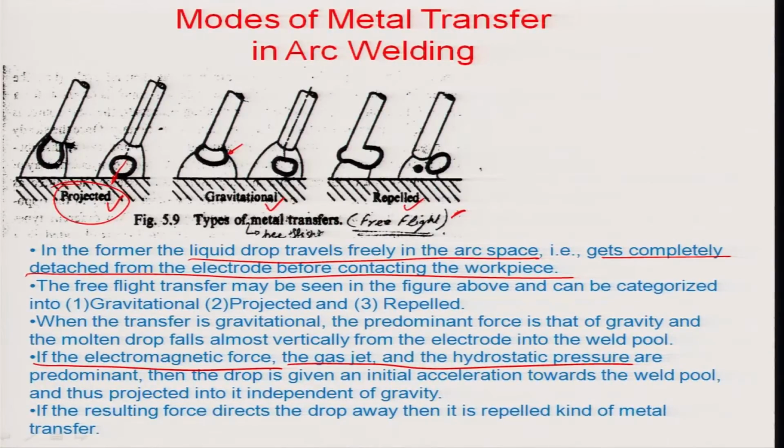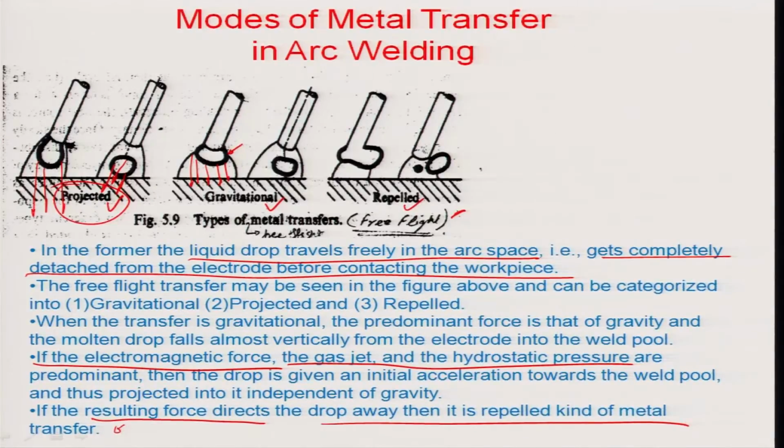Even though the droplet has a gravitational force in this direction, the droplet travels in a slightly angular direction because of the different effects of electromagnetic force and hydrostatic pressure created by the hydrodynamic focusing of the plasma. Okay. So, in the gravitational case, though, the force of gravity outweighs the other forces which are present, and the drop simply drops off, okay, in the vertical direction. And if the resulting force is such that it directs the drop away from the transfer zone, these are called the repelled kind of transfers.